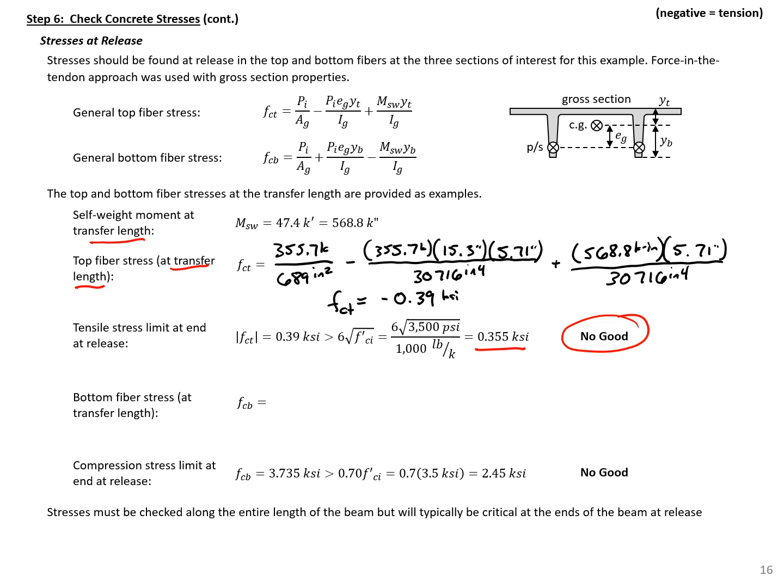Next, we can check the stress at the bottom. So our axial stress term is going to be the same.